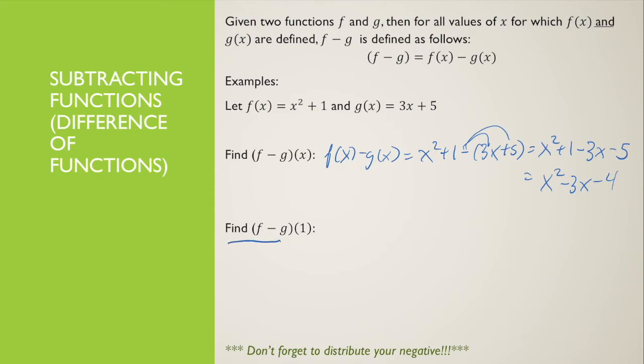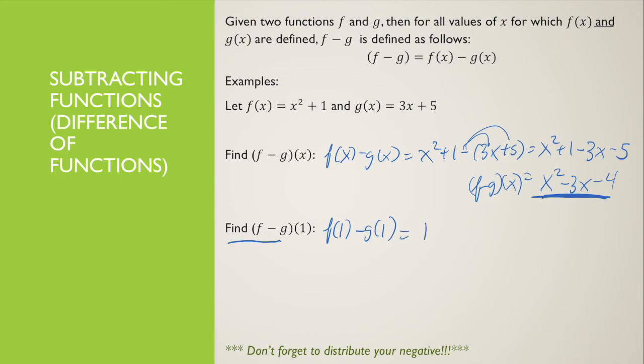Again, I want to find f minus g of 1. I could find that by plugging it into f minus g, which we have found. This is our function f minus g of x, and it is still a function. Or I could go ahead and find it by taking f of 1 minus g of 1. And I promise I'll get the same answer.